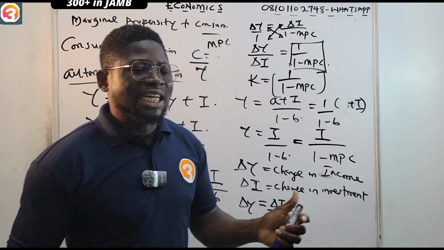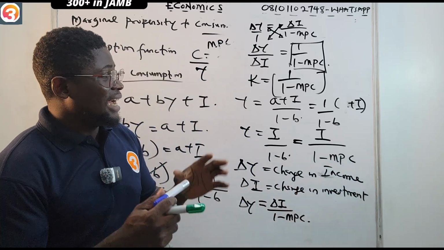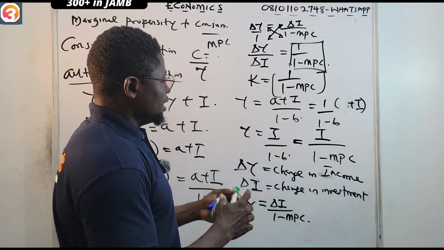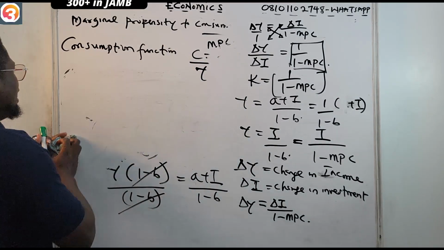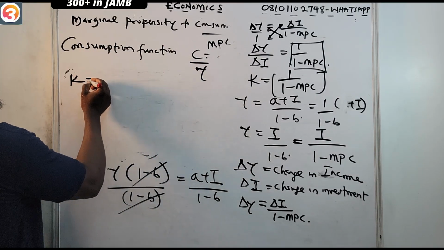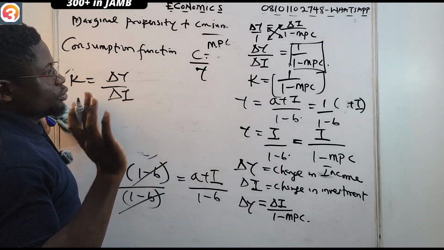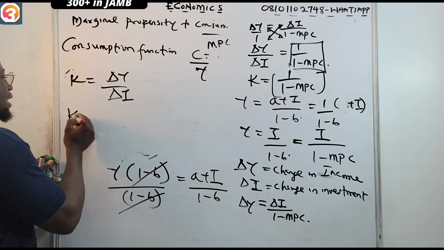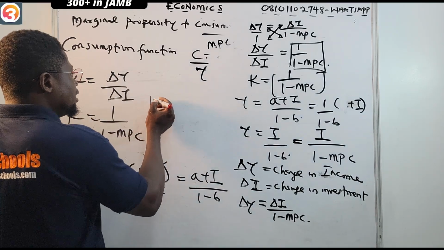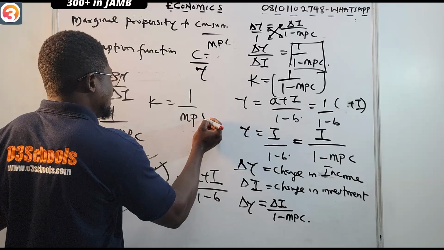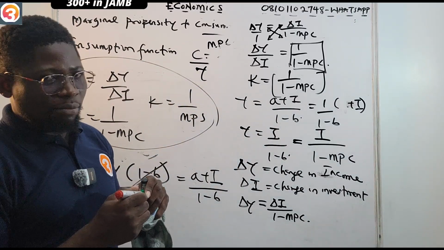Deriving this formula is not important to JAMB. JAMB will not ask you, there's no way they will ask you, but as a WAEC student, you may be asked to derive it. As a JAMB student, what you only need to know is simply as ABC: that K, the multiplier, is equal to change in Y over change in I. That K is equal to 1 over 1 minus MPC, that K is equal to 1 over MPS.